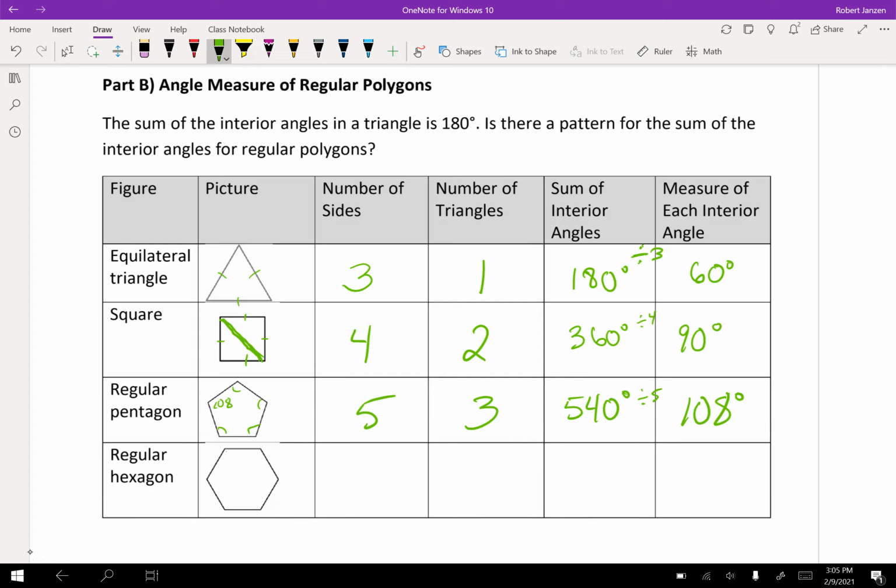Let's try the same thing here. We'll divide it into some triangles. So I see 4 triangles. So it's 6 sides, 4 triangles. 4 times 180 means I have 720 degrees inside a hexagon. And if I divide that by 6, each angle is 120 degrees.